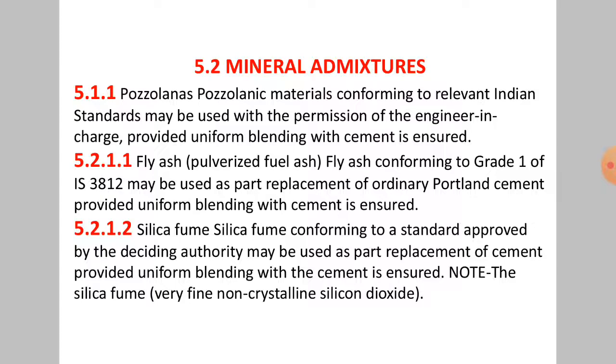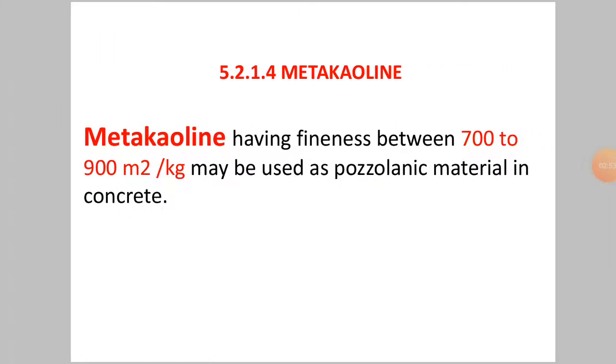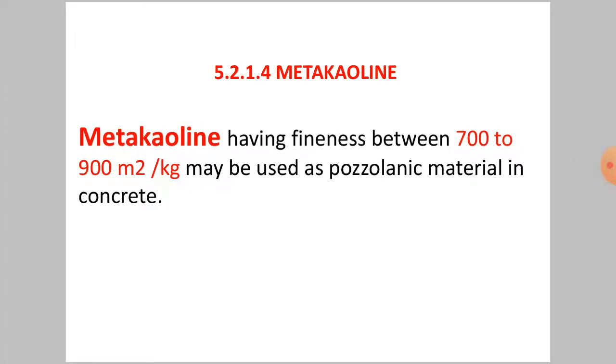Okay, then our 5.2.1.2 part is silica fume. Silica fume conforming to a standard approved by the deciding authority may be used as a part replacement of cement, provided uniform blending with the cement. Actually, silica fume is very fine non-crystalline silicon dioxide. Then we come to metakaolin. Metakaolin having fineness between 700 to 900 meter square per kg may be used as pozzolanic material in concrete.